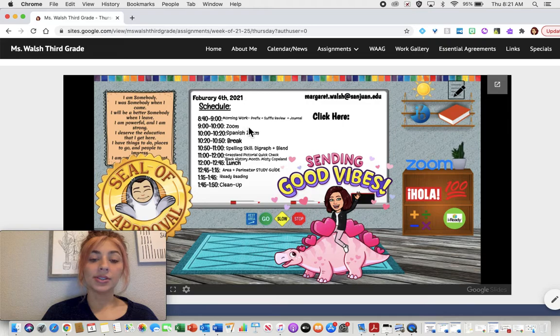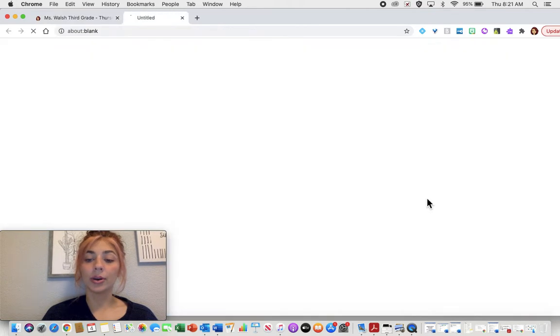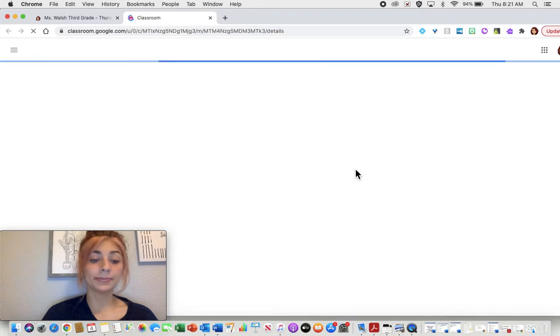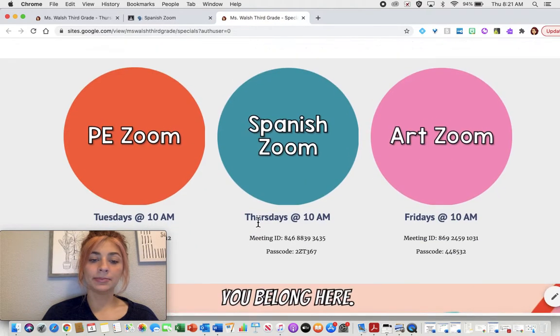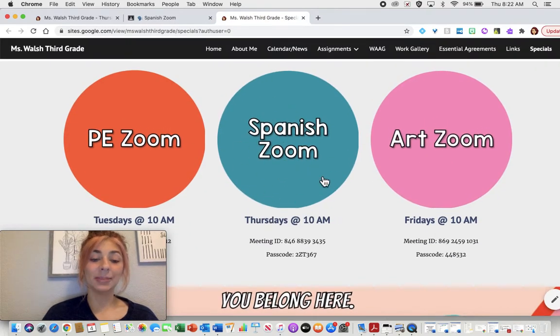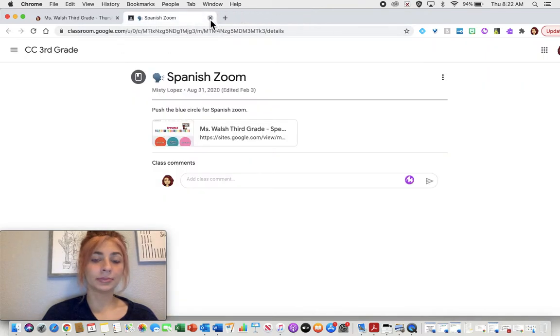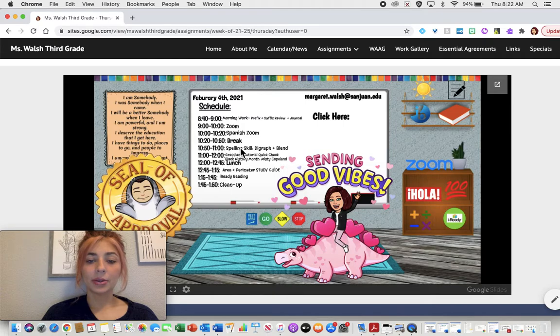Then we have our Zoom. After our Zoom, you have Spanish Zoom at 10 o'clock. You're going to press the Hola button. You click the Hola button, and it will take you to the class website. You go ahead and press the blue button to get there. Then you will have a break.